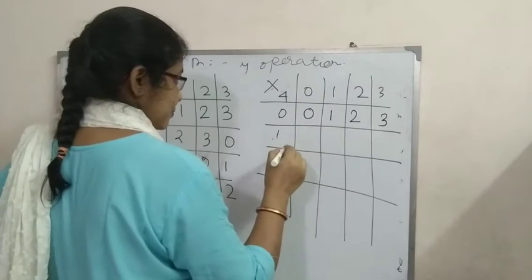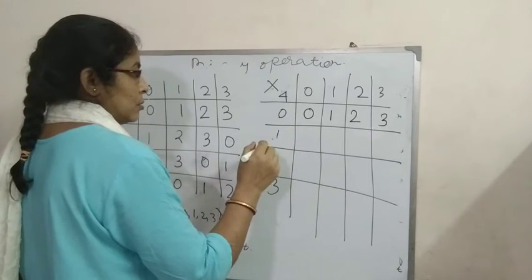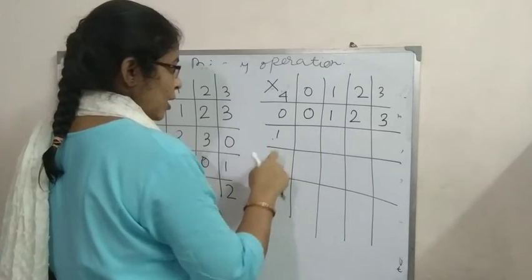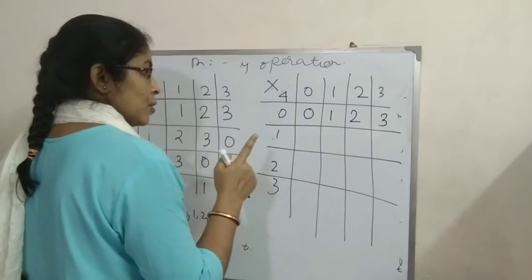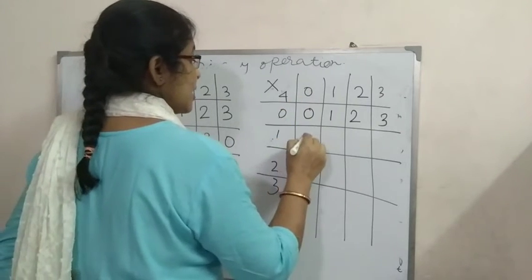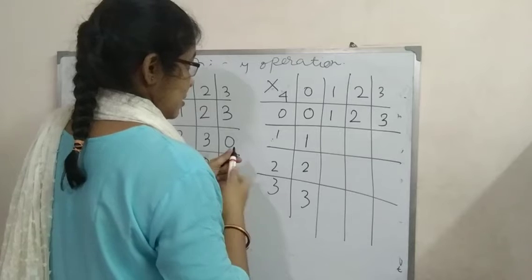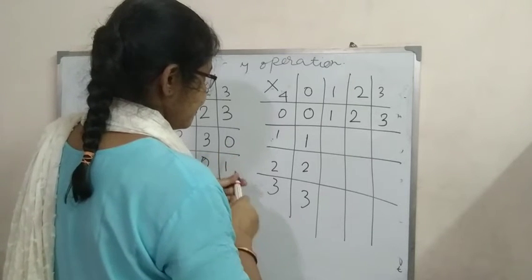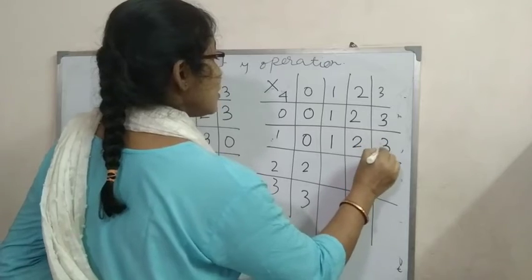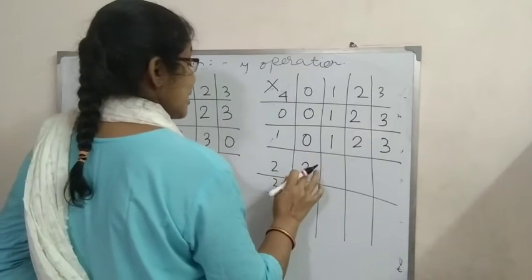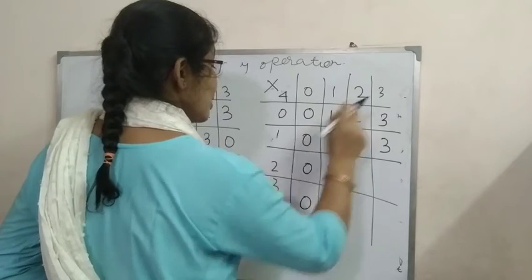1 into 0, 0. 0, 1, 2, 3. 0 into 0, 0. 0 divided by 4, 0. 1 into 0, that is 1, that is 2, that is 3. 1 into 0, that is equal to 0, 1, 2, 3. 2 into 0, 0, that is equal to 0. 3 into 0, 0. 2 into 1, 2, that is 2. 2 into 2, 4, that is 1.